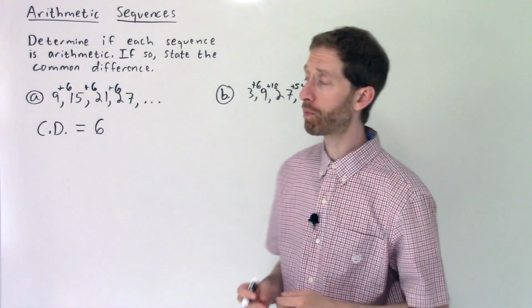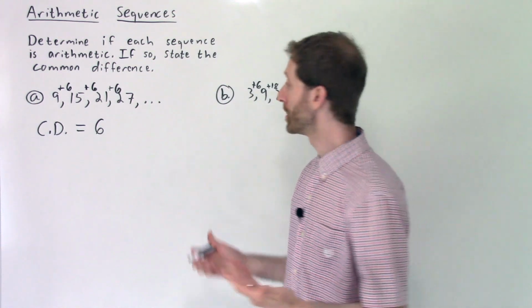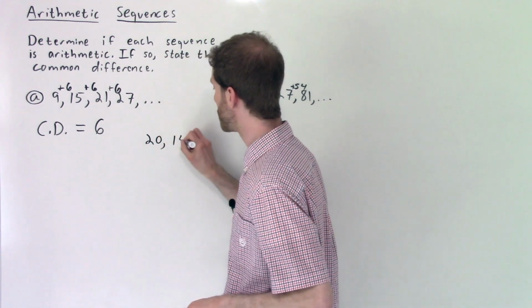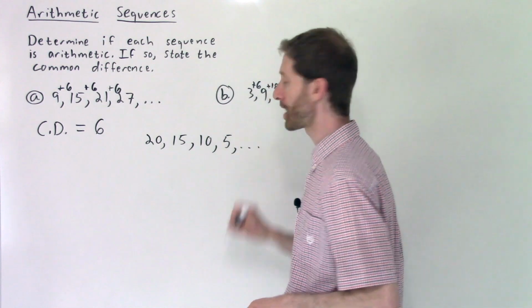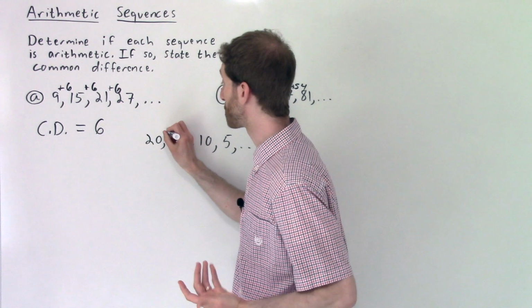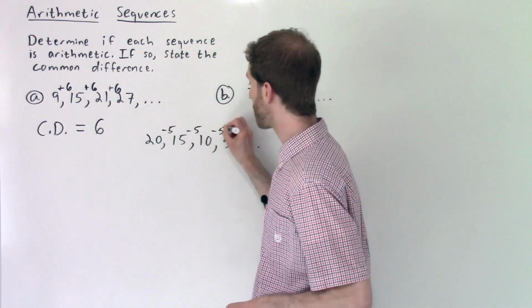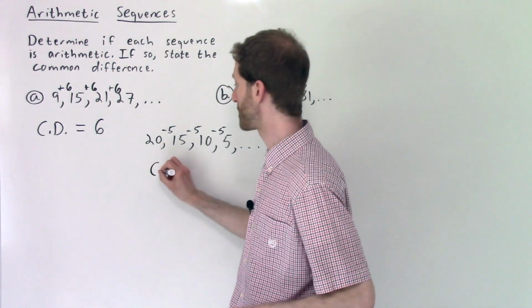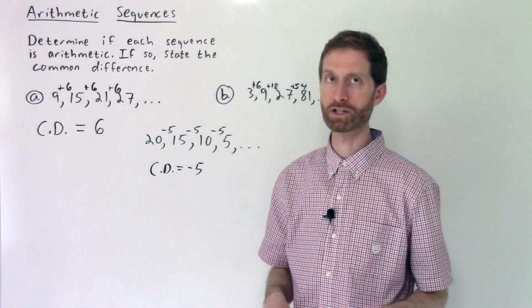One other thing I'd like to point out is that we could have an arithmetic sequence that goes down in value. So let's start out with something like 20, 15, 10, 5, and then it just keeps on going with that pattern. Here, we're going down by 5 every time. So you can think of that as plus negative 5 or minus 5 every time, and the common difference would be negative 5, right? So here, common difference would be negative 5 because that's the amount that we go down by each time.